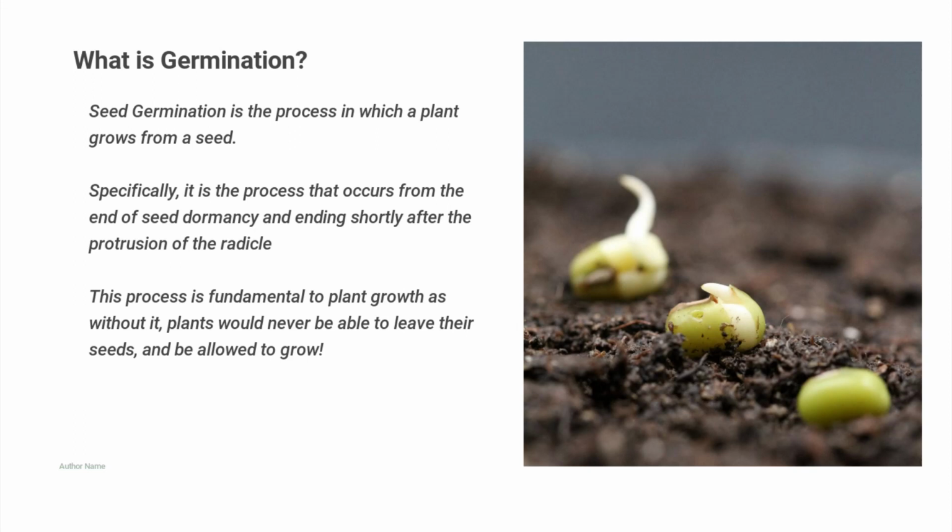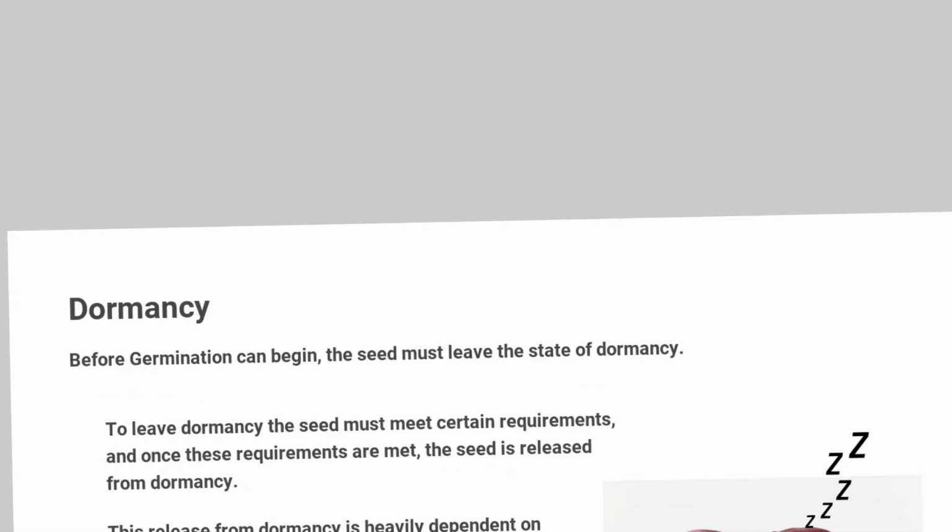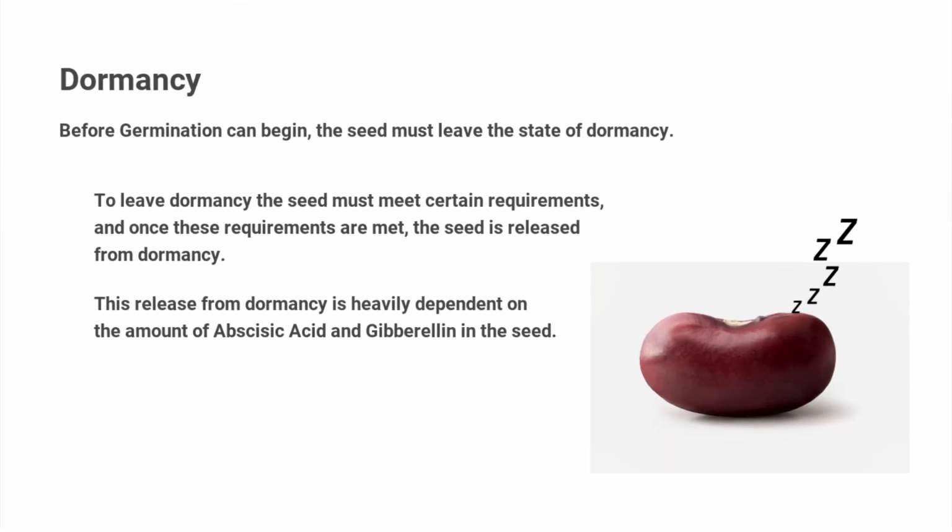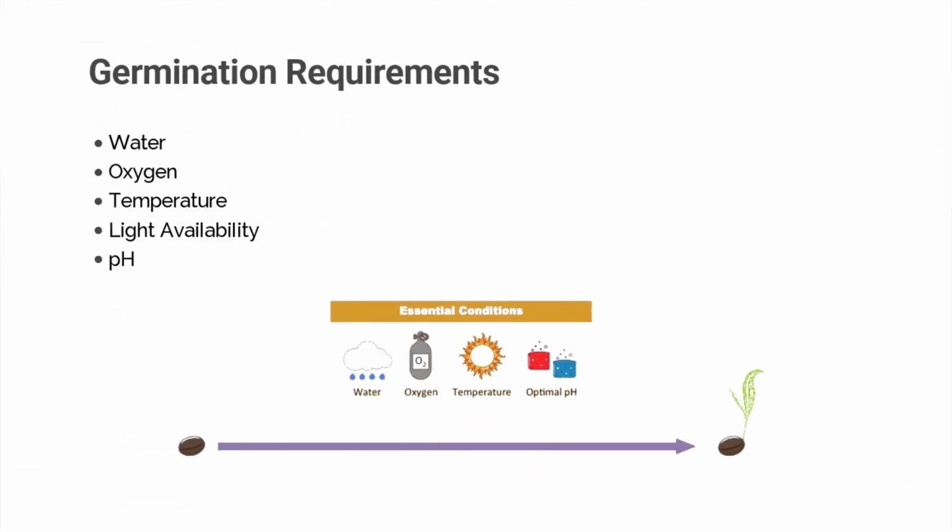Yet this process is quite obviously important, as without it, seeds would never be able to leave their coats and grow. It's important to remember, though, that most seeds start out in a state of dormancy. Dormancy is used as a way to keep the seeds from germinating, and as such, the seed is kept in a reduced state. So before germination can begin, the seed must leave the state of dormancy. To leave dormancy, the seed must meet certain requirements which are unique to each seed. Although one thing is somewhat constant between all dormancy releases, that being the concentrations of abscisic acid and gibberellin, which are paramount to dormancy release.